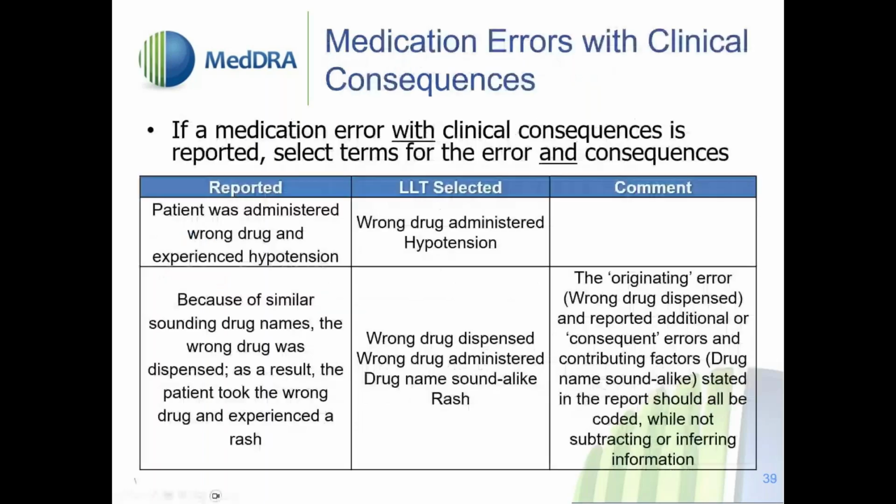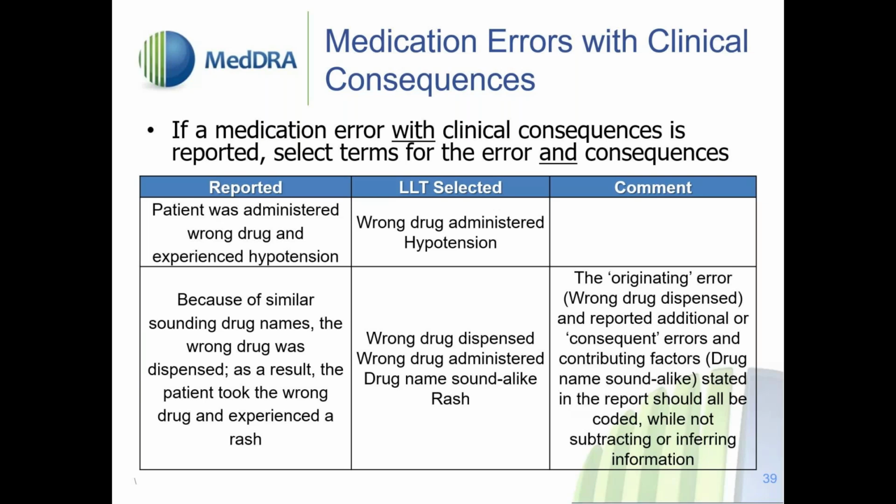So how do you approach a medication error that is reported with a clinical consequence? Of course, you don't want to lose the clinical consequence. The clinical consequence is really important, but so is the medication error. If you're analyzing your data and you're finding repetitive medication errors, then there are actions that you can take to prevent that from happening further.